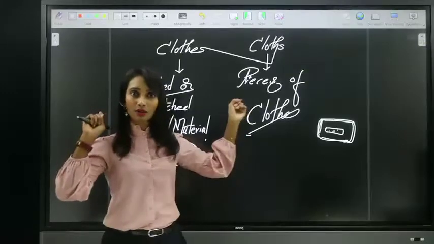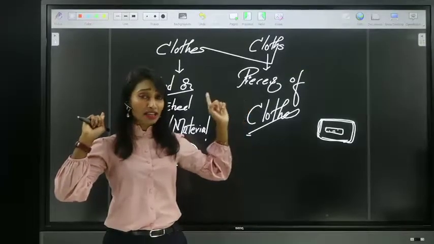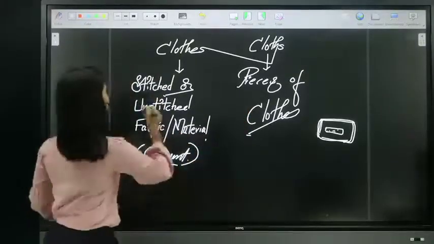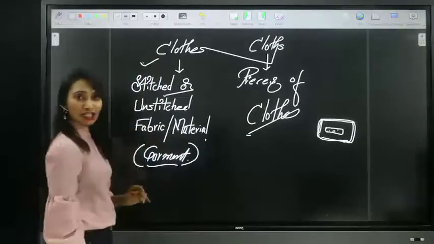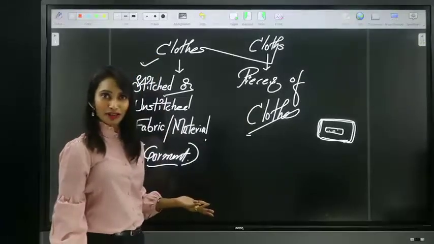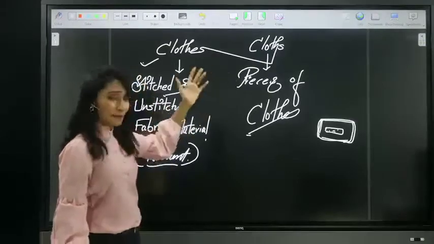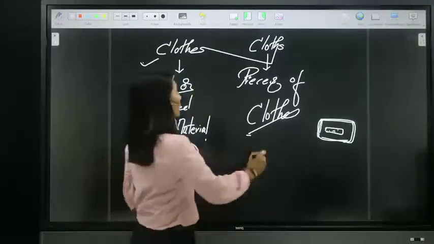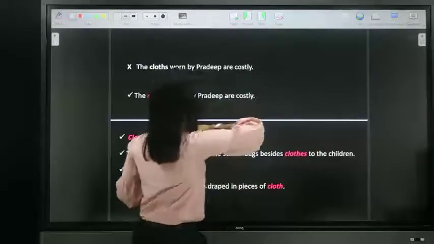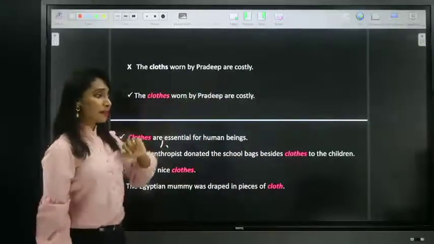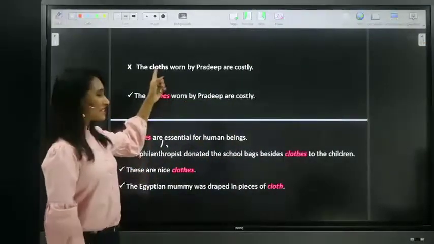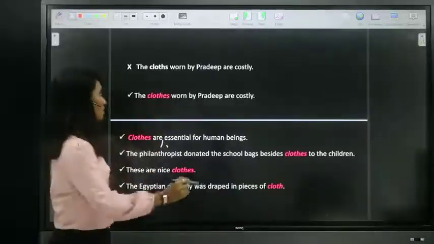Now, which is costly? CLOTHE or CLOTH? Obviously, it should be CLOTHE. That should be the costliest one, right? This is the costlier comparing these two. So, now let's go to the sentence. The clothes worn by Pradeep are costly. So, is it CLOTHS? Which is costly?